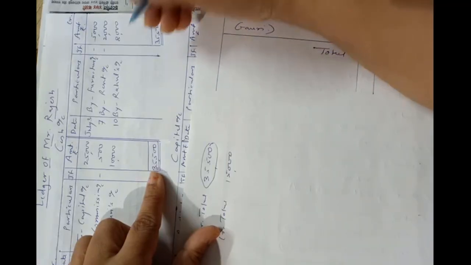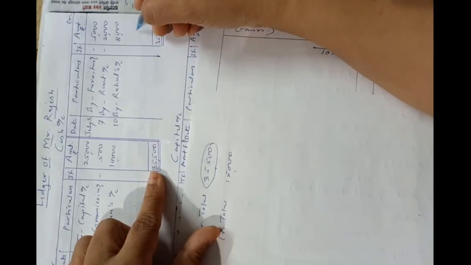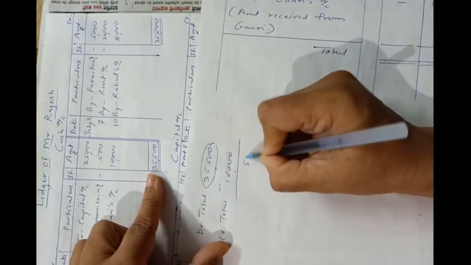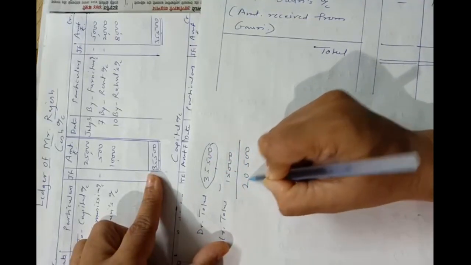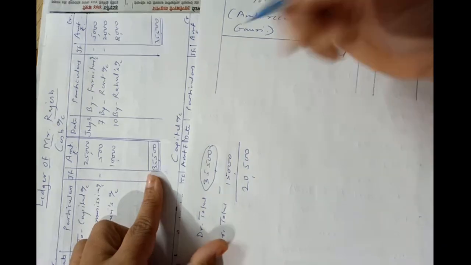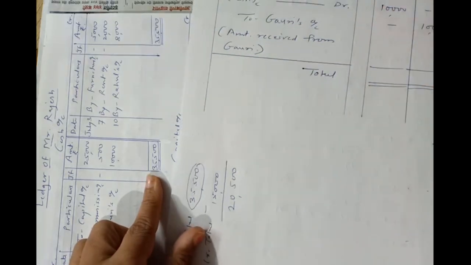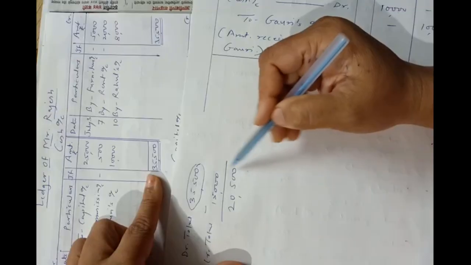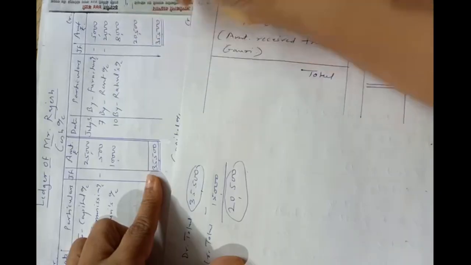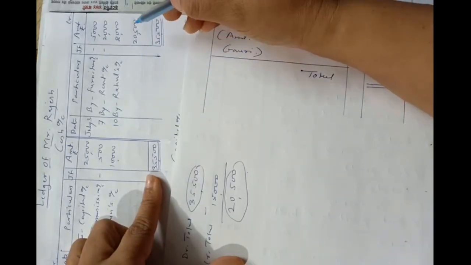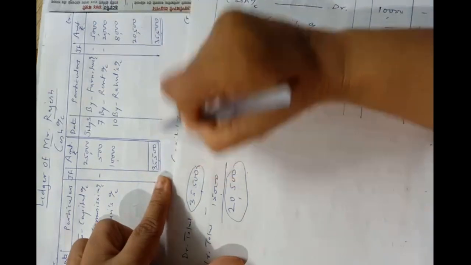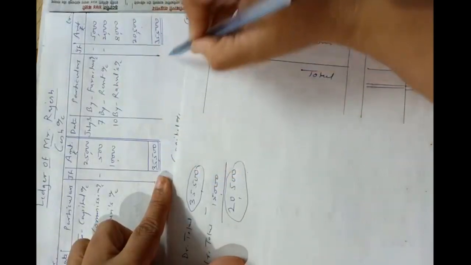For this purpose we have to write the differential amount here, the difference between these two amounts. The difference is 20,500. So this differential amount, the difference between debit and credit, we have to write here: 20,500. This is the difference. When we write it here, the total will be 35,500 and the account will be tallied.